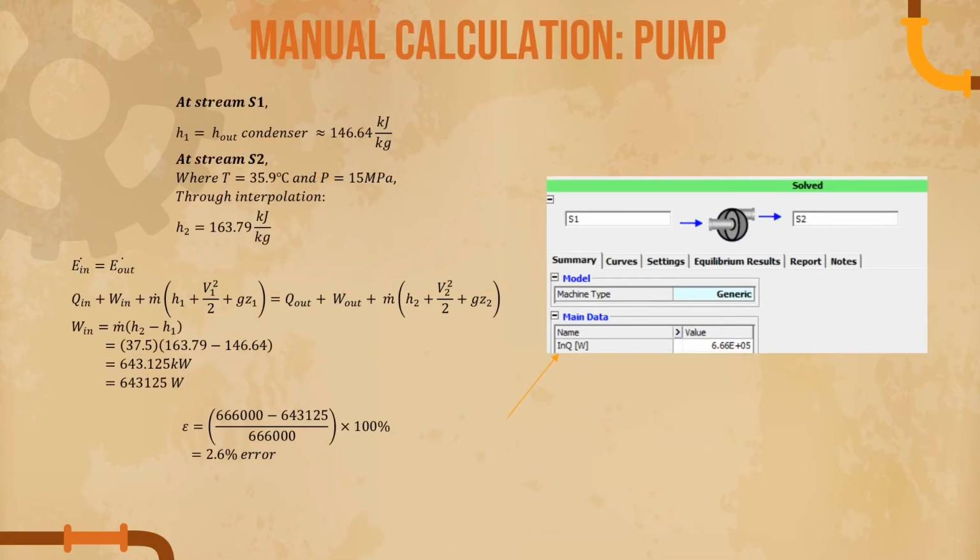Next is the pump. The inlet enthalpy is 146.64 kJ per kilogram. For stream S2, the H2 is 163.79 kJ per kilogram. Perform energy balance and we get work in of 643,125 watt and the error is 2.6% and it is still permissible.